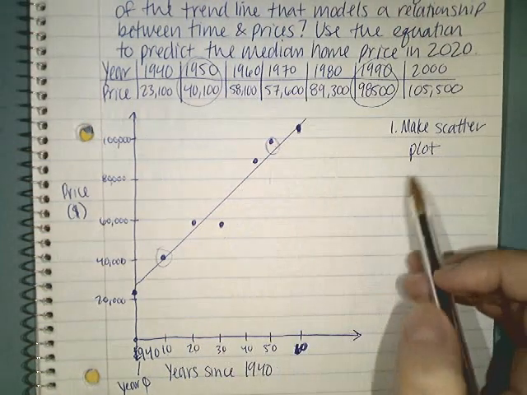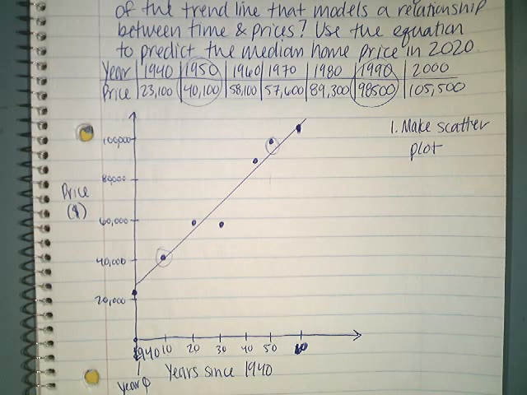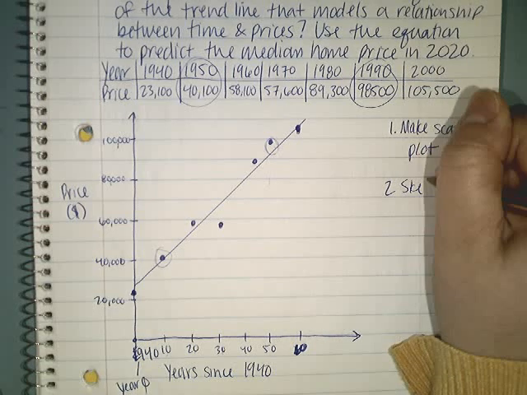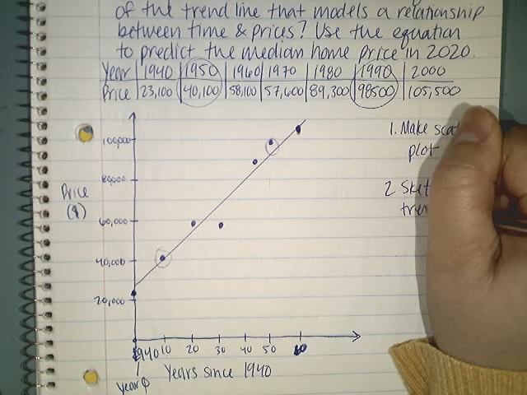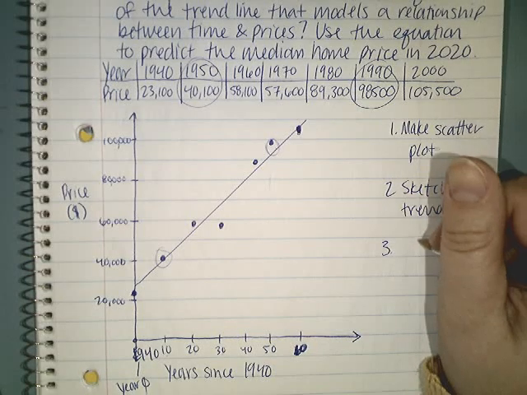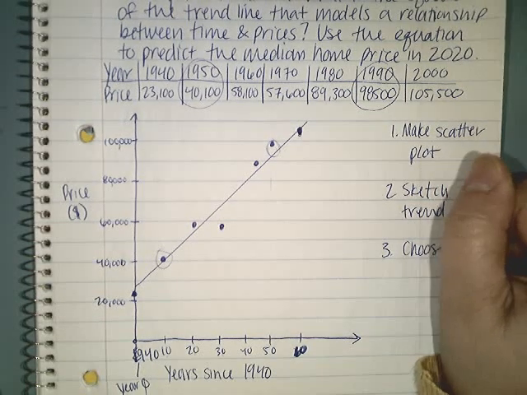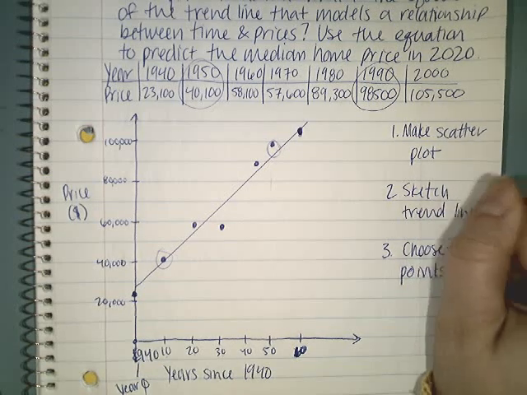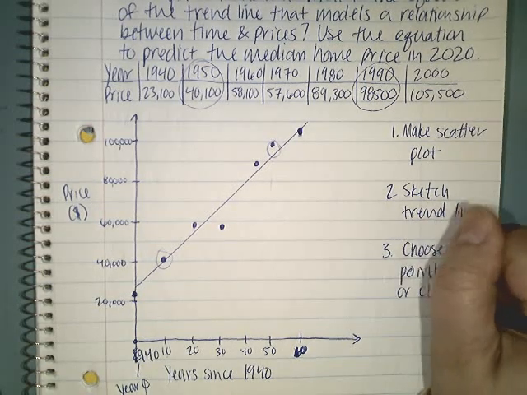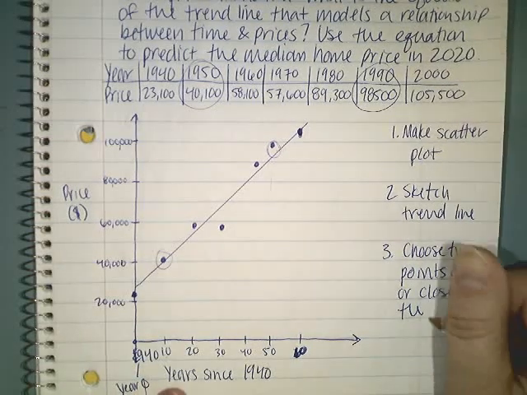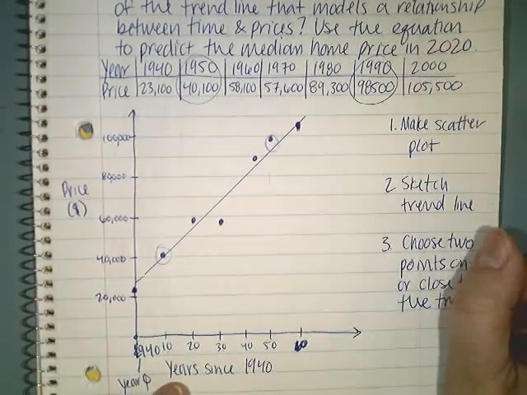So I'm going to choose 2 points that are pretty close to the scatter plot. Sorry, I skipped a step. Step 2 was sketch the trend line. And step 3 was choose 2 points on or close to the trend line.